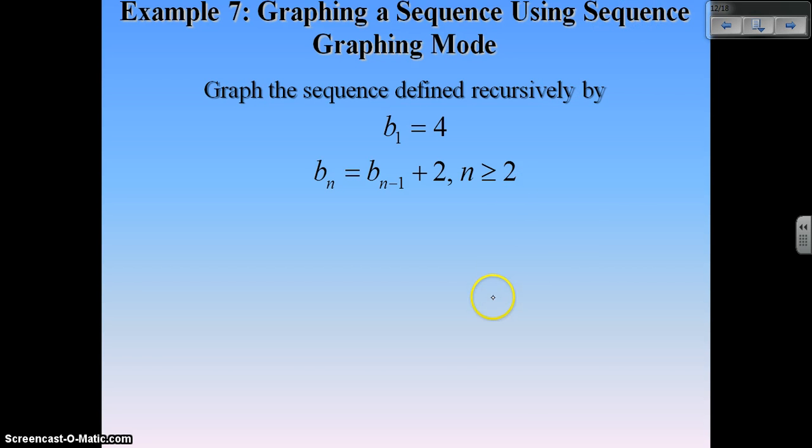Now, I will point out to you, the last sequence formula we had was explicit. If you are doing an explicit formula, it is much easier to do that in parametric graphing. If you have to graph a recursive formula, however, it is actually easier to do in the sequence graphing mode. So let me show you how to take care of that on your calculator.